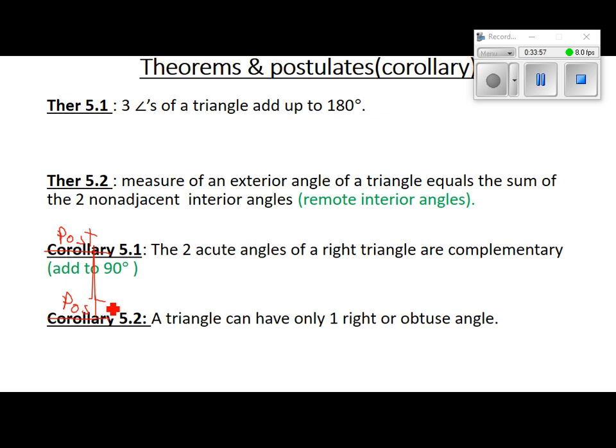With this one, I don't care how you do it. With this one here, I'm going to draw it up above here, but it goes with theorem 5.2. Draw a picture, it looks like this. Triangle. What's this angle out here called again? Exterior. An exterior angle. So draw a picture, it looks something like that.